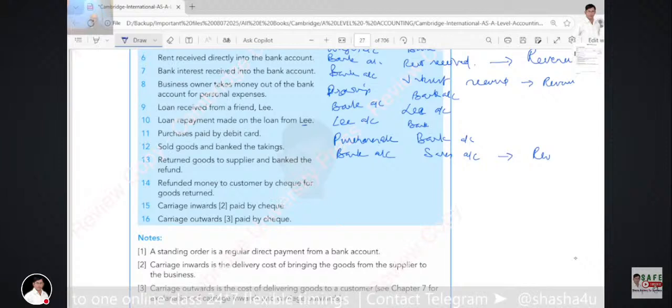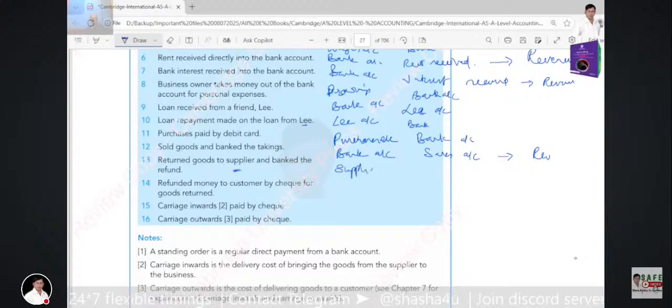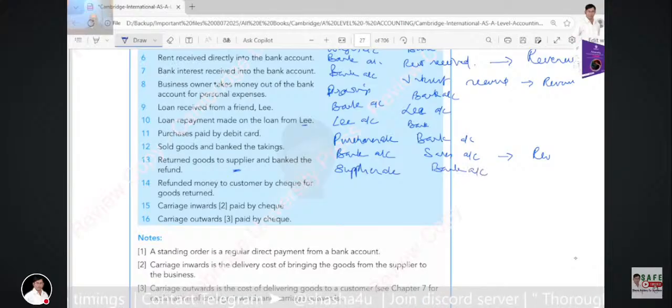Return goods to supplier and bank the refund. So you are returning the goods to the supplier. The supplier is receiving, so you will debit the supplier. And money will come in at the bank, because the refund money is given to the bank. So refunded money to customer by check. Oh, sorry. See, return goods to supplier and bank the refund is what is happening.